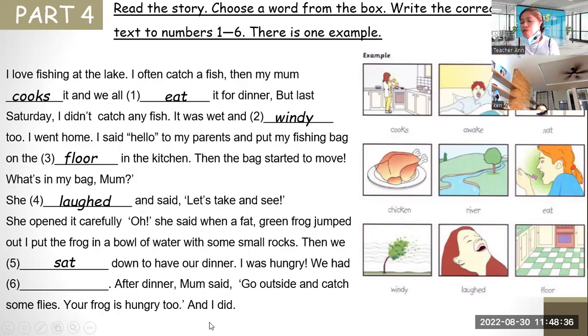Okay, what is your answer for number six? Chicken. Okay, six is chicken. Very good. As the kids are playing here again. Okay, very good, Ken.